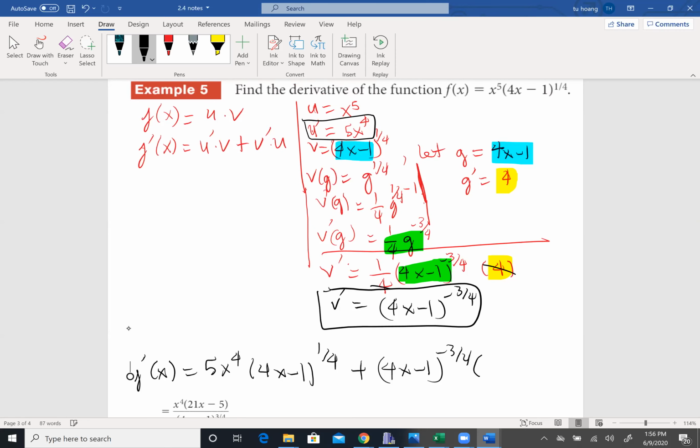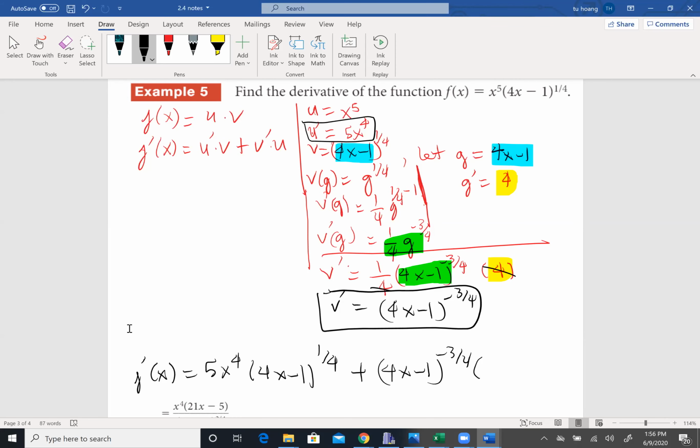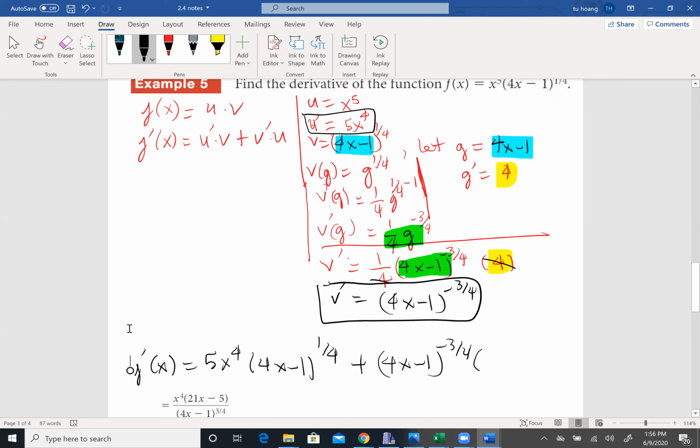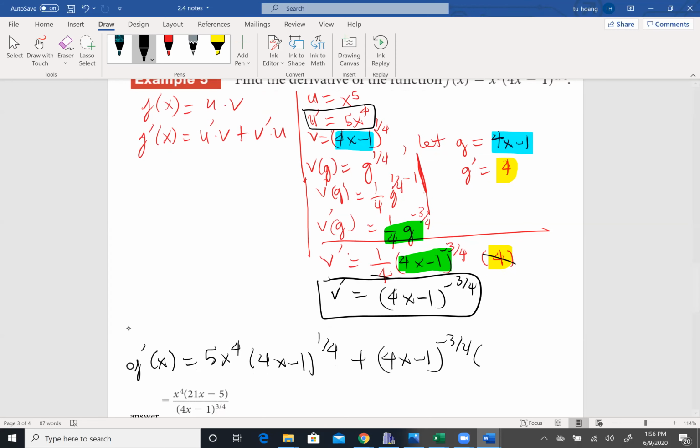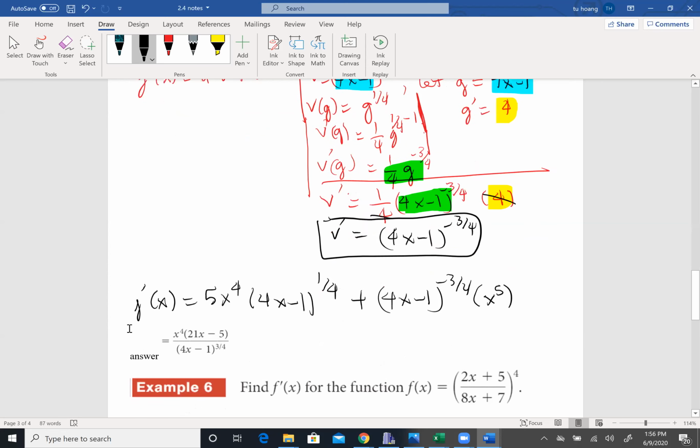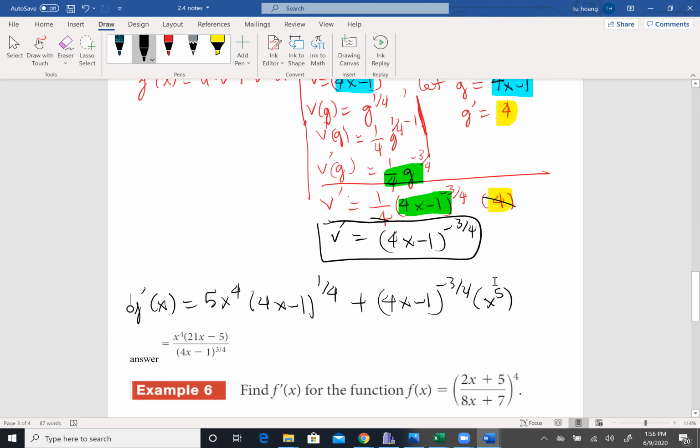And then time with... and then I'm gonna time with the u. What is the u? It is x to the fifth. Okay, now it's time to combine things.